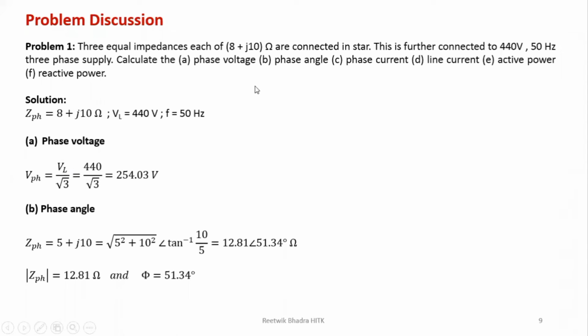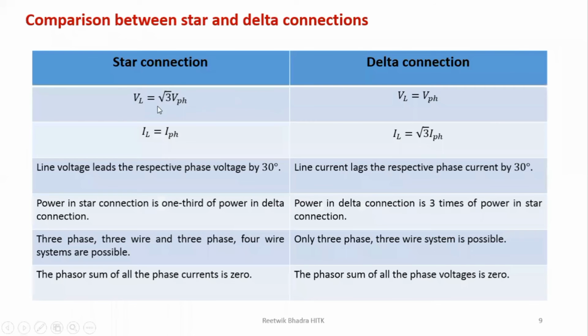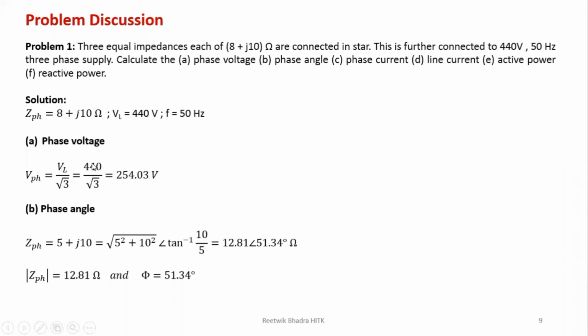Now we have to calculate the phase voltage in case of star. Going to the previous slide, VL was equal to root 3 VPH. So VPH is equal to VL by root 3, that is 440 by root 3, which gives you 254.03.